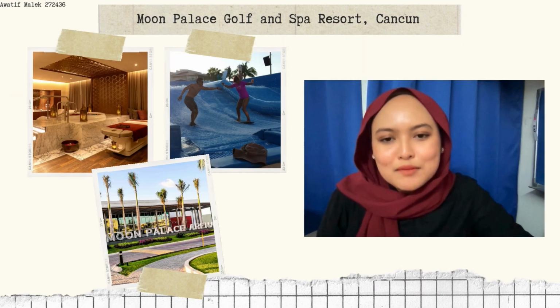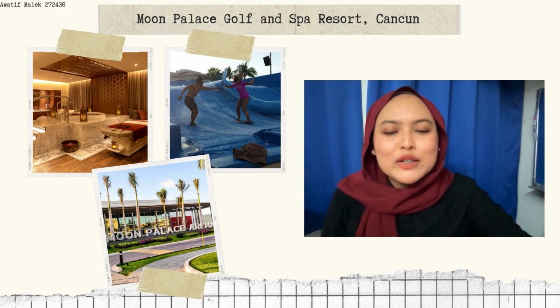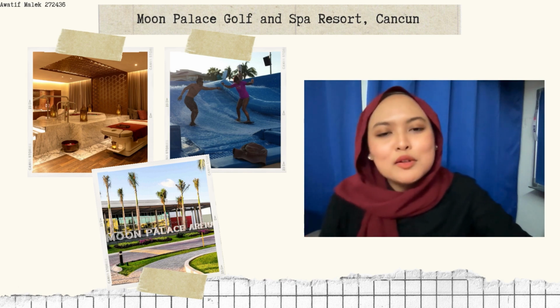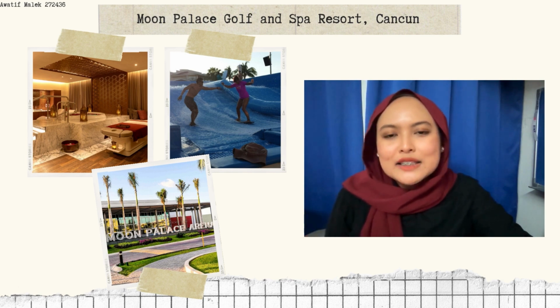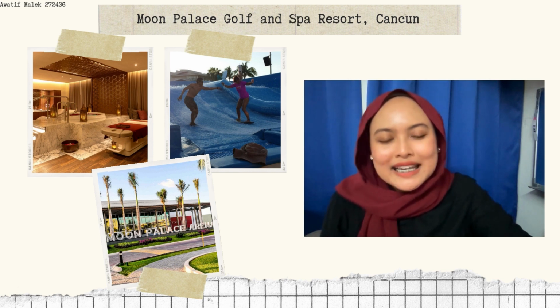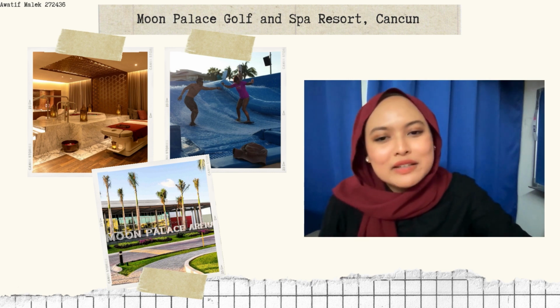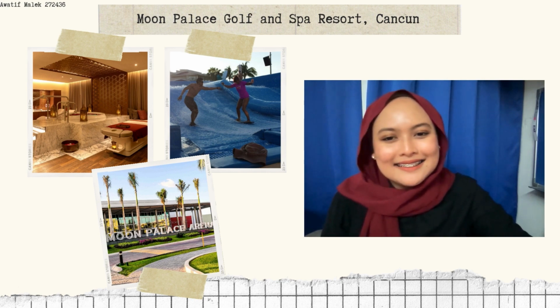So, these are some of the attractions available at the hotel, which are the spa, the FlowRider double wave simulator, and also the Moon Palace Arena, which hosts live shows. Interesting, right? Let's hope that we can visit this hotel one fine day.